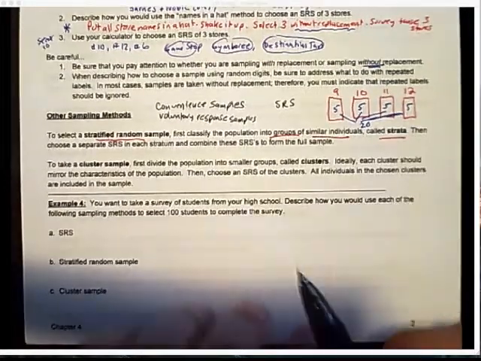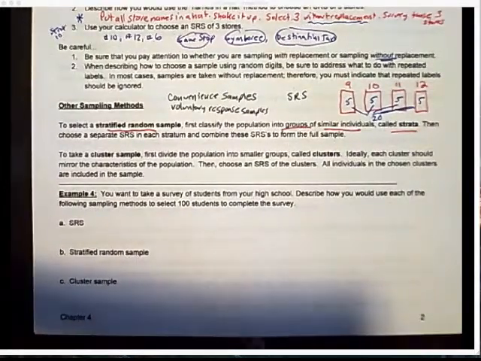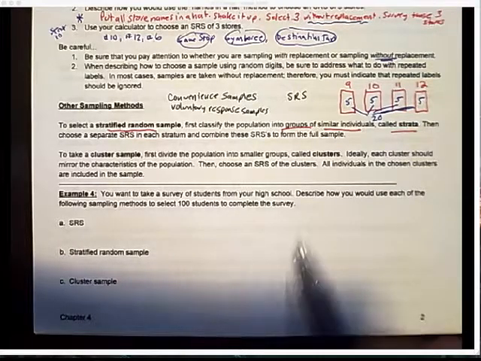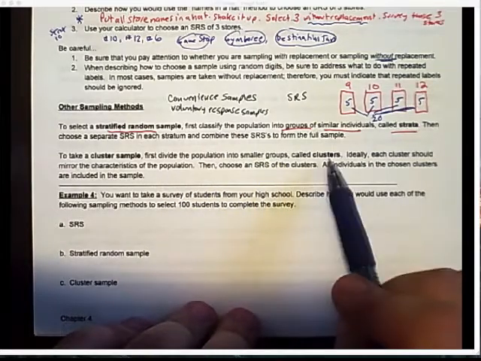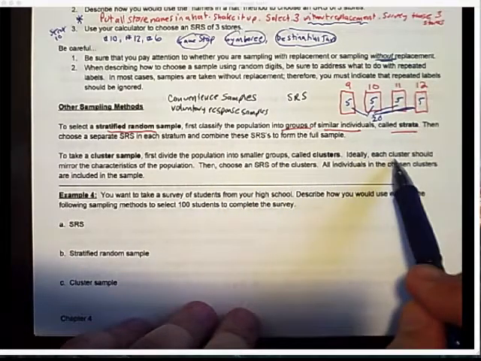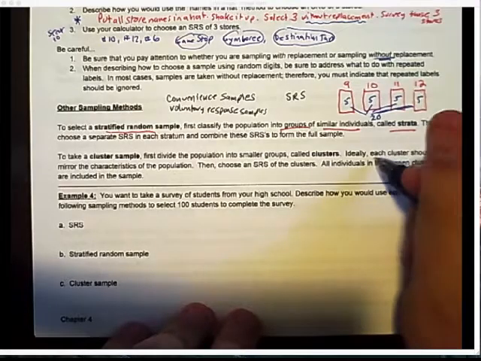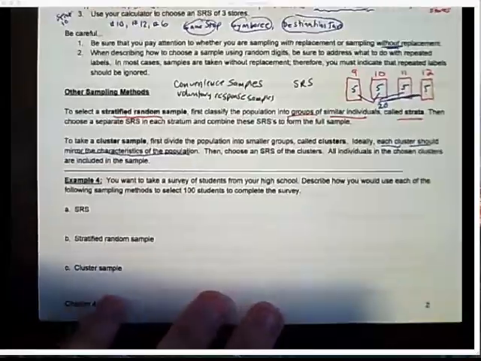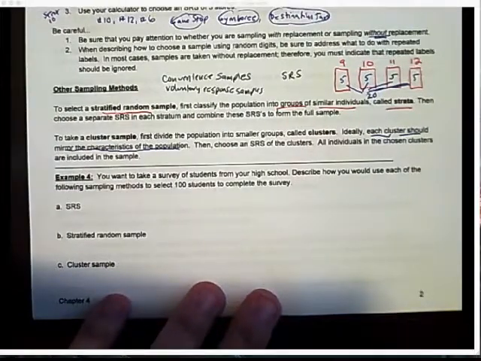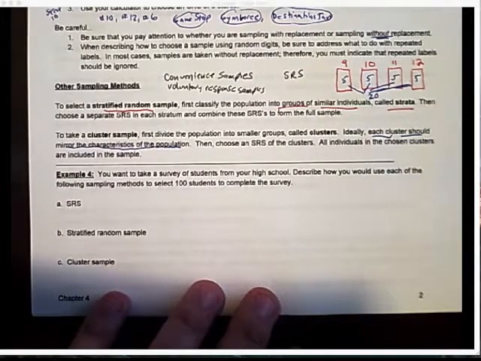All right. Now let's look at another type of sample, which is called a cluster sample. It says first divide the population into smaller groups called clusters. Ideally, each cluster should mirror the characteristics of the population. Then choose a simple random sample of the clusters. All individuals in the chosen clusters are included in the sample.